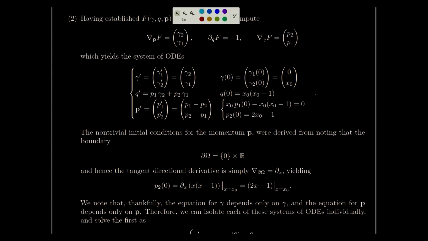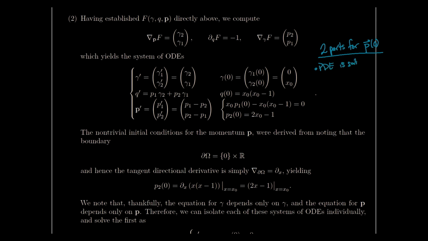Recall, there are two parts to the initial condition on P. We have that the PDE is satisfied on the boundary, and we have that the gradient on the boundary of Q, which is the same as F, the initial condition, but I'll just say Q, happens to be P restricted to the boundary, because P by definition has to be the gradient of Q. So let's figure out what those two things would mean in this situation.